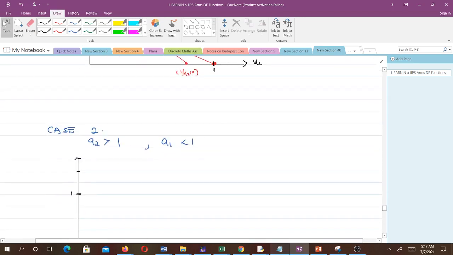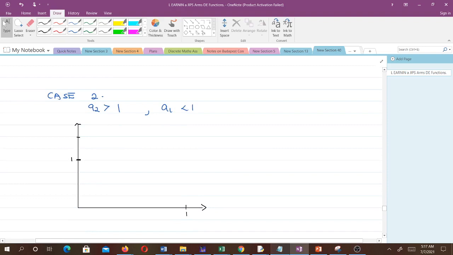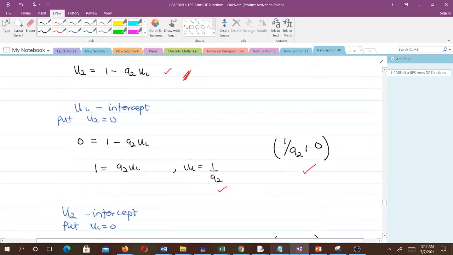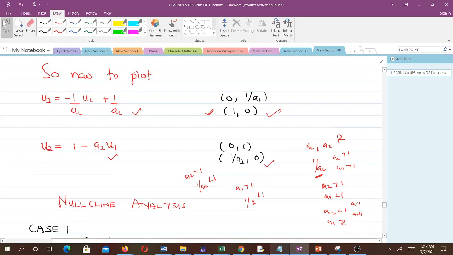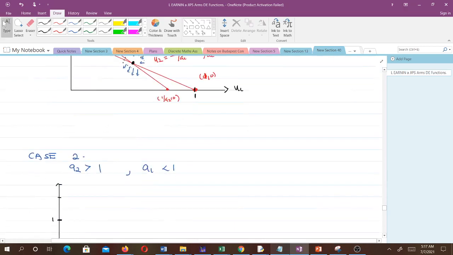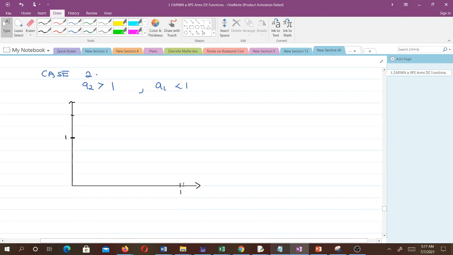So we can also consider the case when A2 is greater than 1 and A1 is less than 1. Okay. So when we take the first line, or the U1 Nullcline, right? These are the points that we are using to plot that one. So 1, 0 and 0, 1 over A1. Okay. So this is 1, 0. Right? And we have 0, 1 over A1.